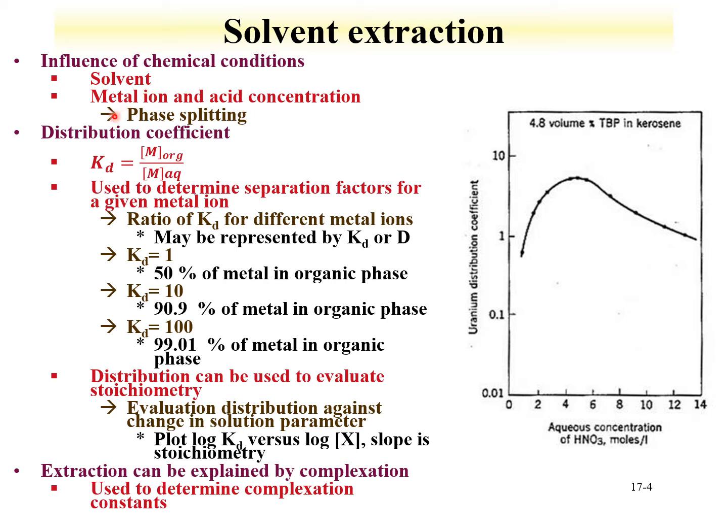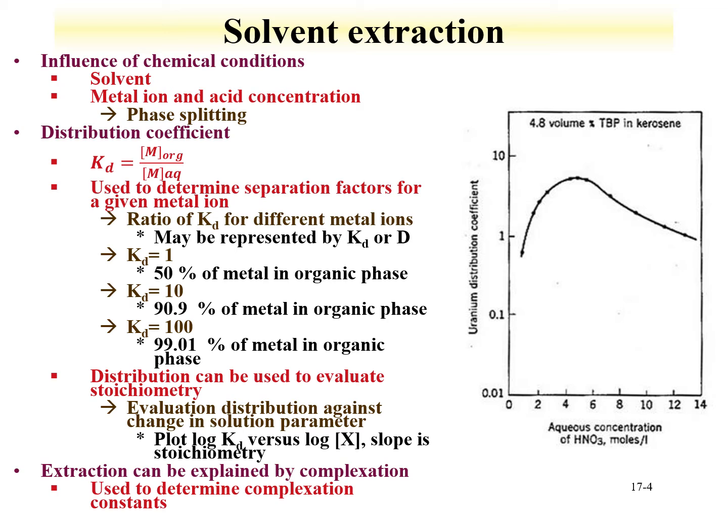Variation of the concentrations can also result in phase splitting. This is usually called third phase formation. We'll discuss this at the end of this lecture. Third phase formation is when the organic phase splits into two, where you would have a ligand-rich, metal-rich organic phase and a ligand-poor, metal-poor organic phase. So you fundamentally have three phases in the system.